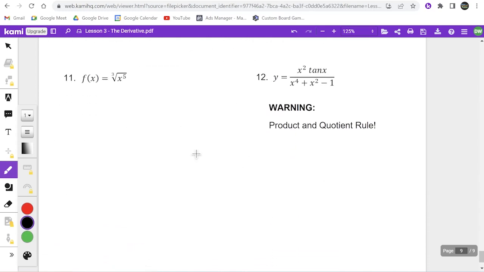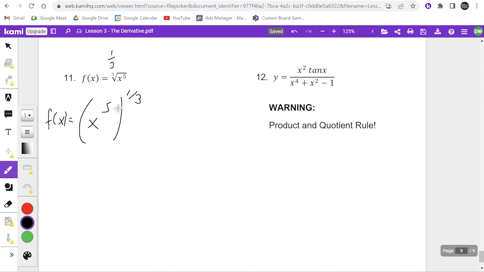It's f of x equals the cube root of x to the fifth. In the same vein as rewriting problems, like we said for number 10, we definitely want to rewrite this. Whenever you have a cube root, remember that's like the 1/3 power. So really what you have here is x to the fifth raised to the 1/3 power. This is not the derivative, this is still the original function, I'm just writing it slightly differently.